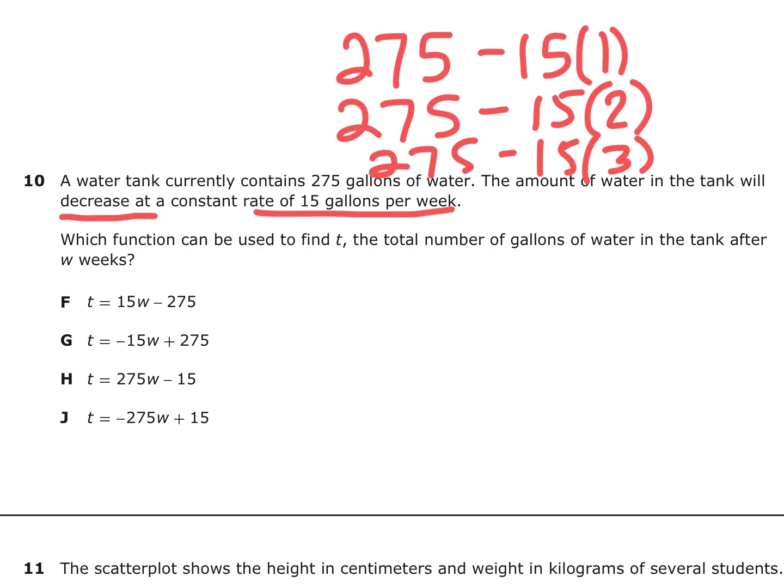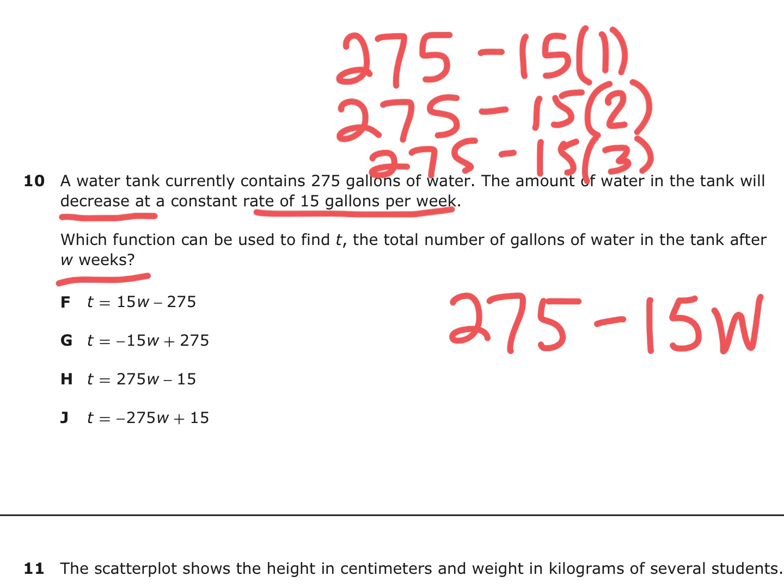Okay. Which function can be used to find T, the total number of gallons of water in the tank after W weeks? Well, we know that we start with 275 as a fixed number. So we're going to have 275 minus 15 for each week that they lose. So we need an answer that looks like 275 minus 15W. And there's 275 minus 15, but it's not in the right order. This one's not in the right order. So it looks like it could be F or G.